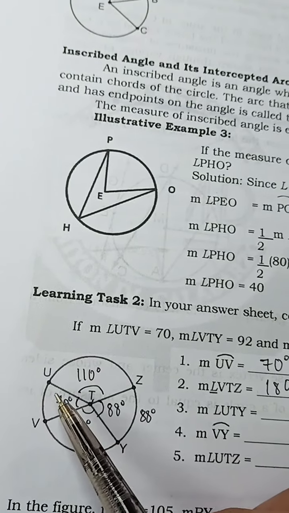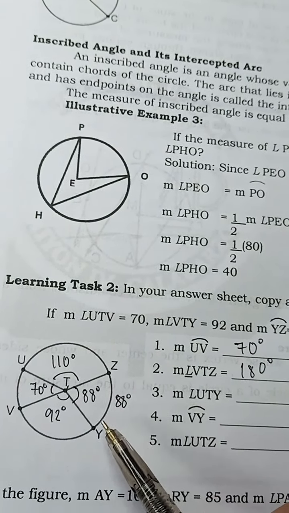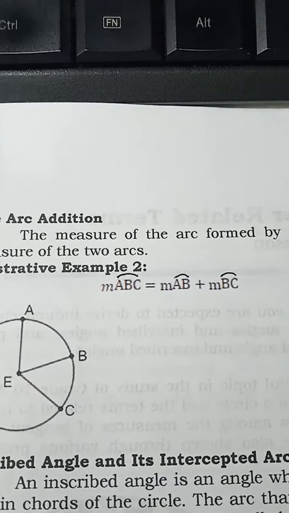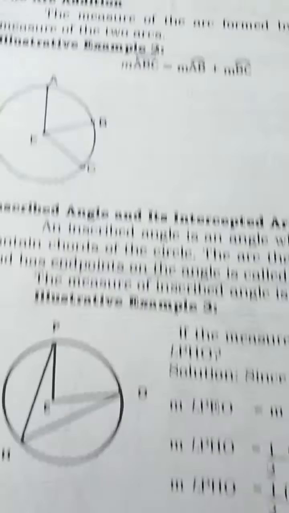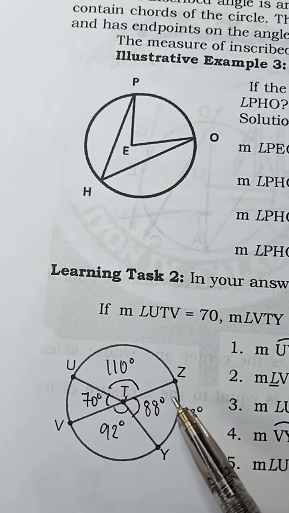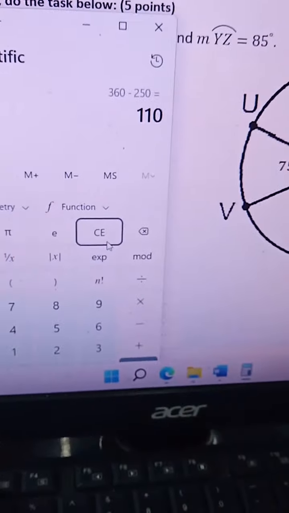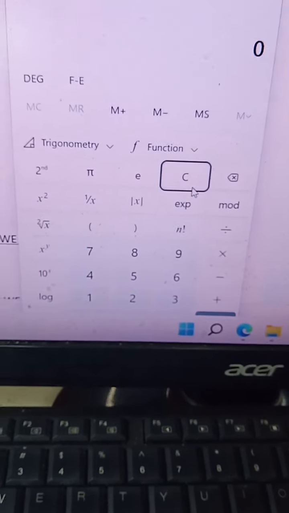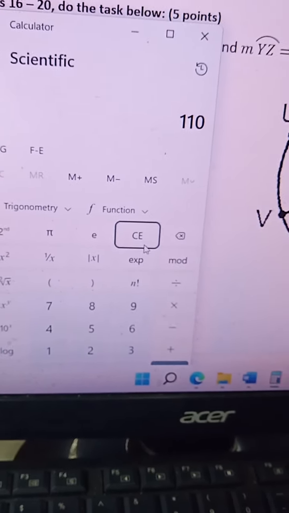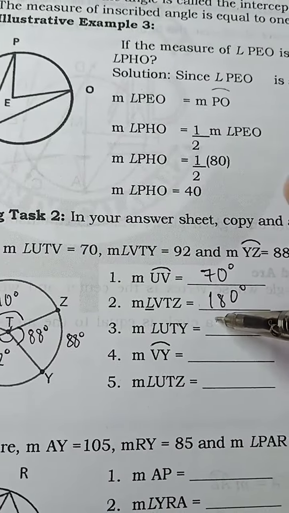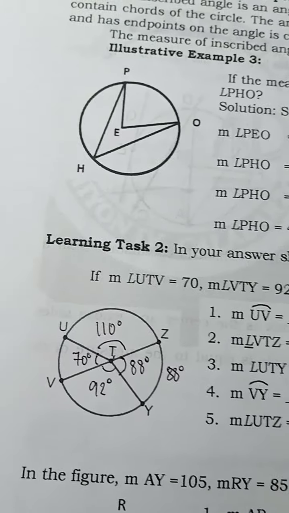Okay, number 3, the measure of angle UTY. That is U, T, and Y. We will use arc addition. So we just add 110 plus 88. Let's use the calculator. 110 plus 88 is 198 degrees. So the answer here is 198 degrees.